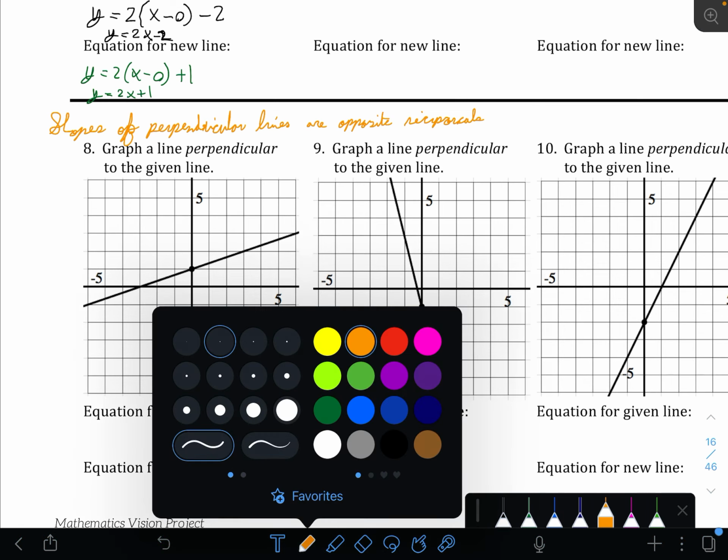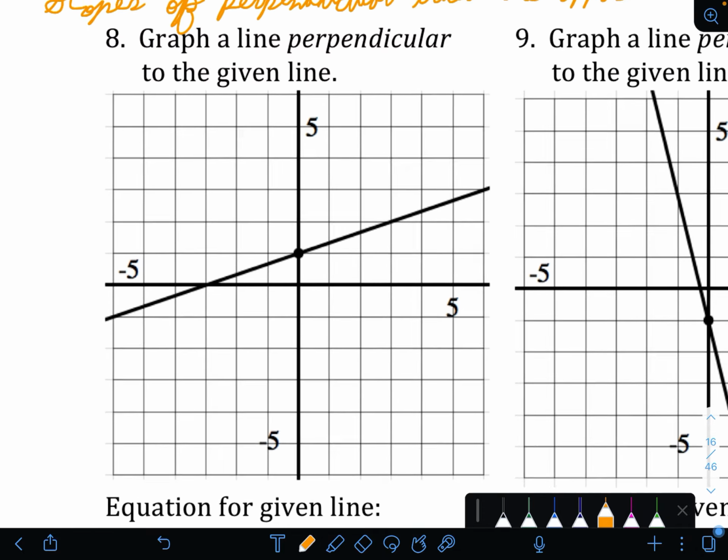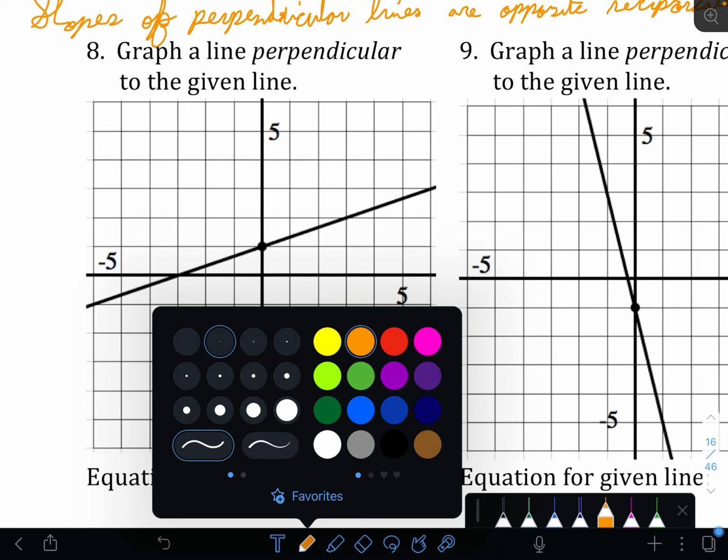All right. So the slopes of perpendicular lines are opposite reciprocals, which means if I know the slope of my original line, I've got the slope of my perpendicular line. Let's go ahead and see how that works here on number 8. Well, I want to graph my perpendicular line. Unfortunately, I can't graph it right away because unlike parallel lines, which have the same slope, my perpendicular line is going to be a little bit different.